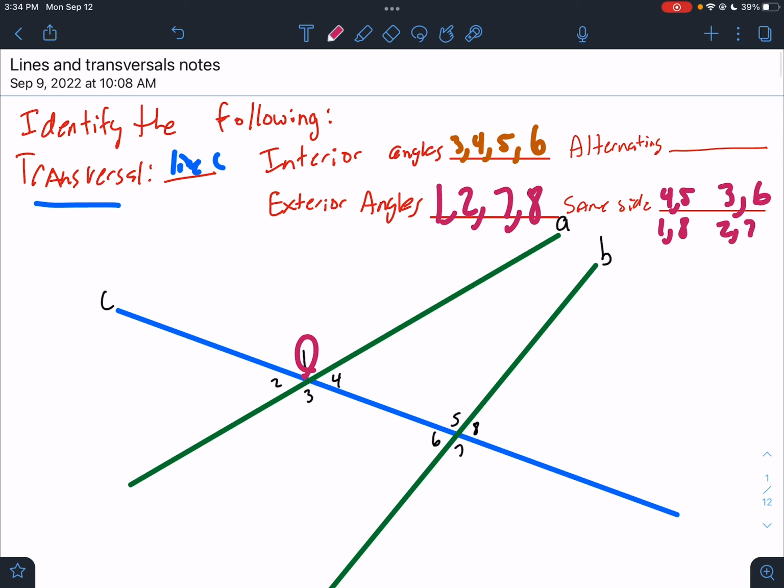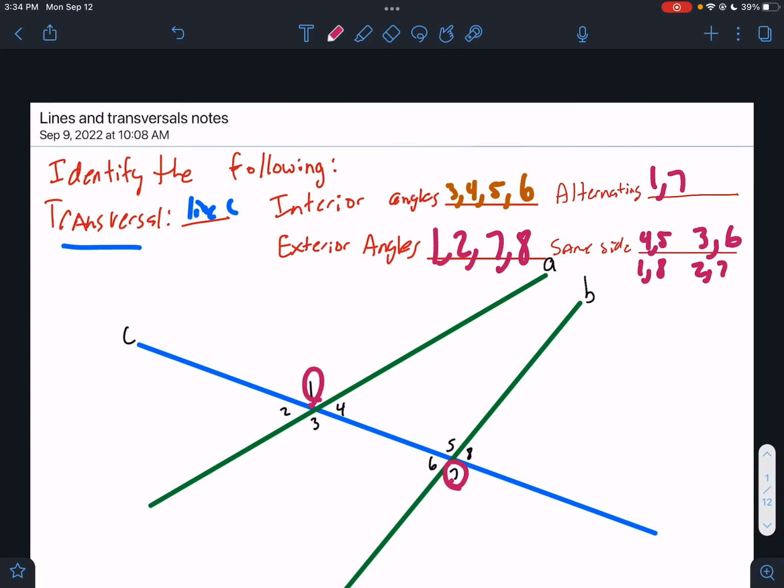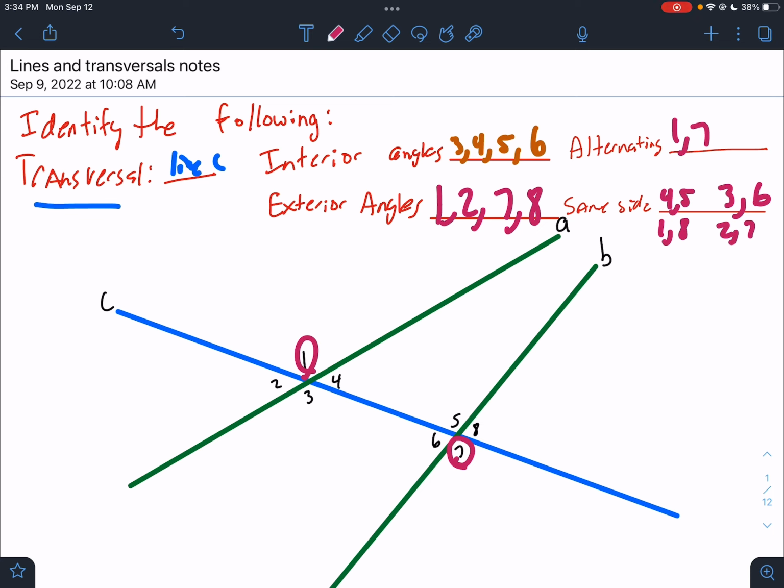So if I'm at 1, 1 and 7 would be alternating. Why? If I lived at 1 and you lived at 7, I would have to cross that blue street to get to your house. So that is called alternating. How about 2 to 8? Also alternating. Oh, I didn't mean to erase that. 1 and 7, 2 and 8.